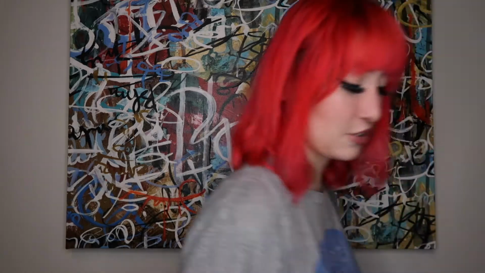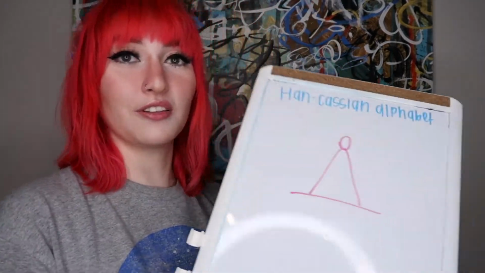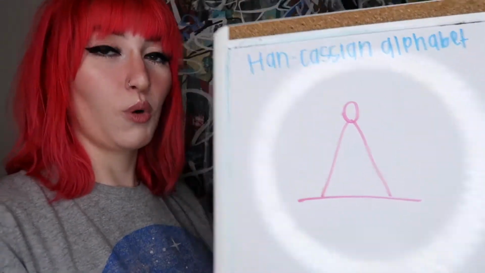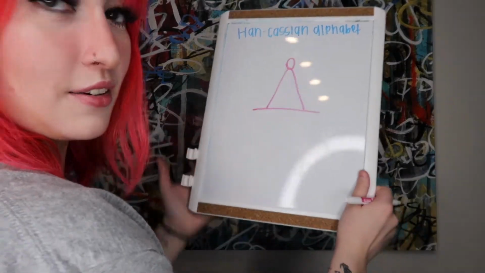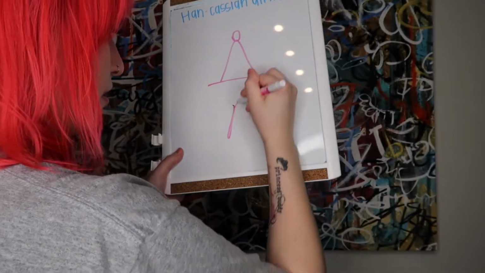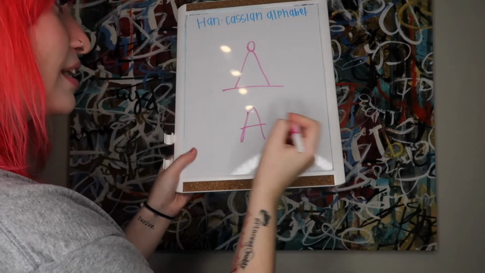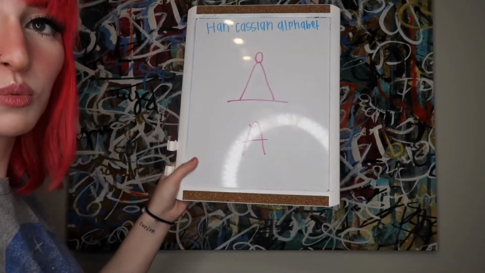Alright, so of course, like any other alphabet, except not all alphabets are quite universal. We're going to start with the letter A. Beginning with the letter A in the Han-Cassian alphabet, the letter A looks a little like this. What we kind of did is we took the letter A and we just drew around it to see what we could get out of it.